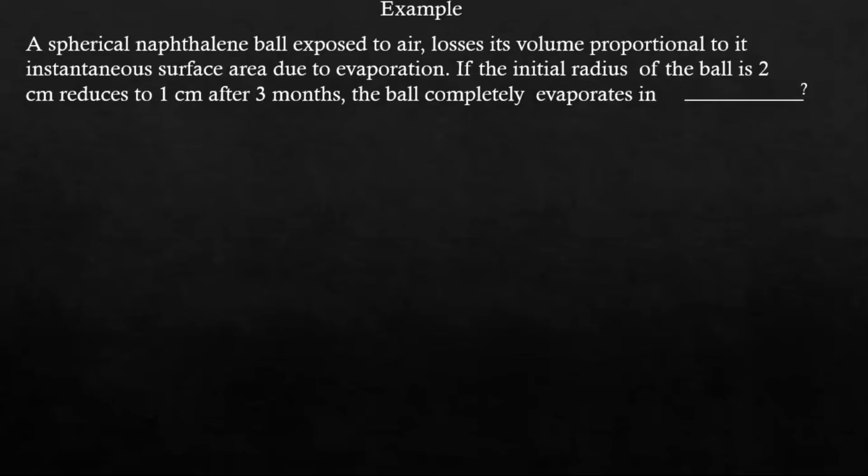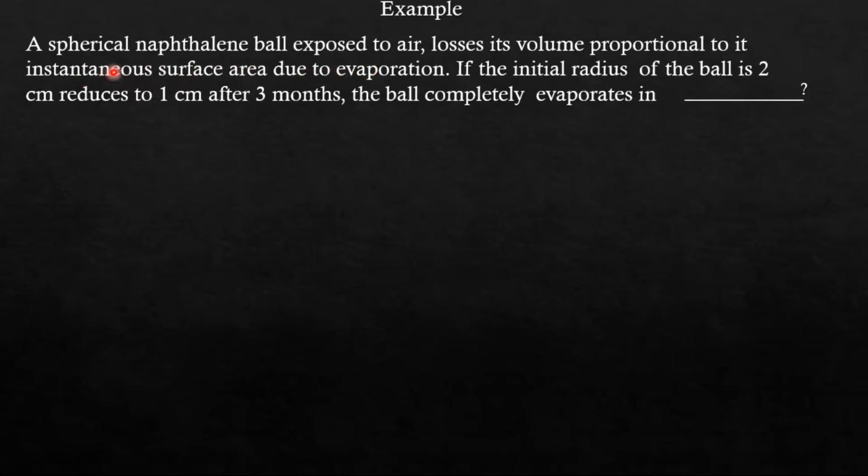Now let us see this problem. It is saying a spherical naphthalene ball exposed to air loses its volume proportional to its instantaneous surface area. That is, when the naphthalene ball is exposed to air, its volume is getting decreased, and the decrease in volume is proportional to the instantaneous surface area due to evaporation.